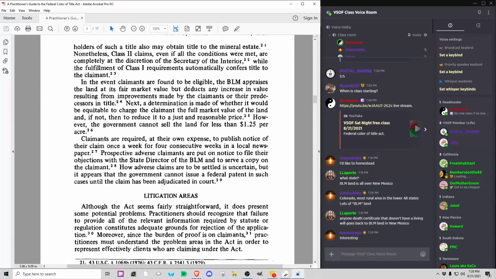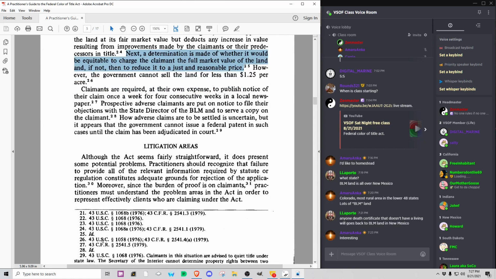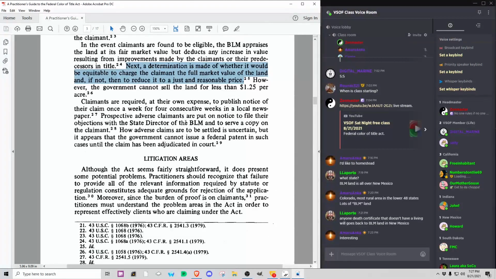Okay, great. In the event claimants are found to be eligible, the BLM appraises the land at its fair market value, but deducts any increase in value resulting from improvements made by the claimants or their predecessors in title. Next, the determination is made of whether it would be equitable to charge the claimant the full market value of the land, and if not, then to reduce it to just a reasonable price. So what are they doing? Again, like I said, this is Congress trying to make money, trying to resell stuff that people probably already owned anyway, right? However, the government cannot sell land for less than $1.25 per acre. That's actually in USC. So they have all these USCs in here. 43 USC. Looks like most of this is under 43. So all of this would be interesting to look up and connect back to.